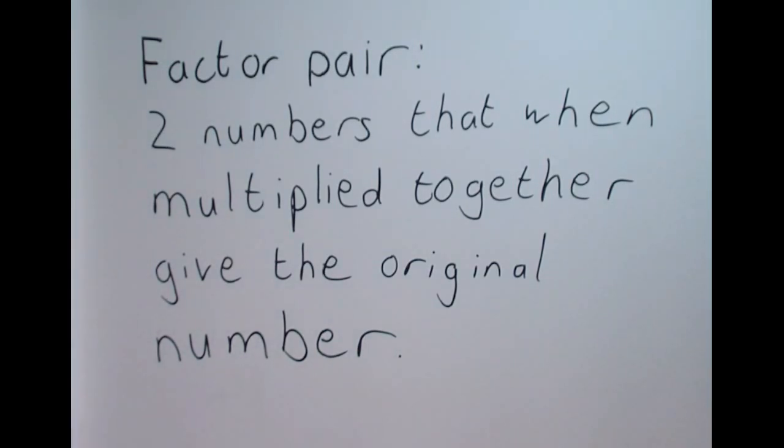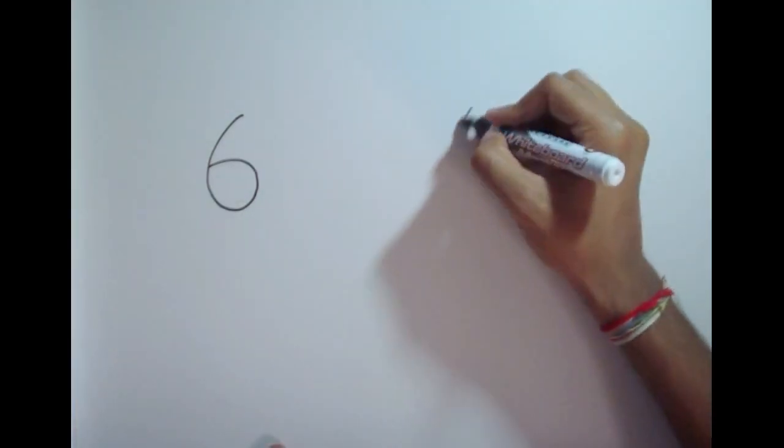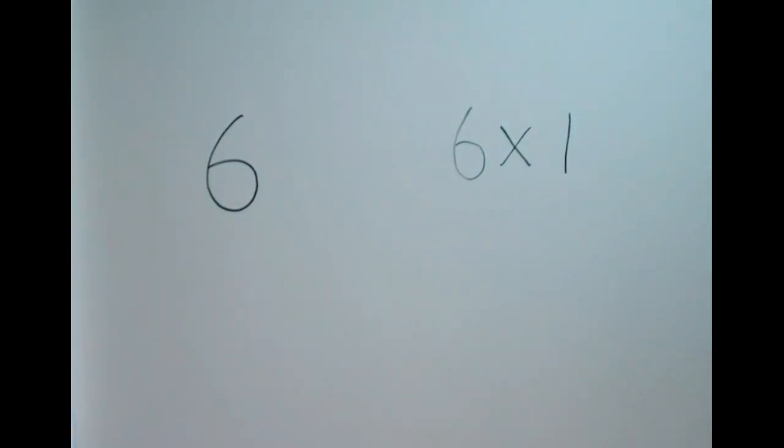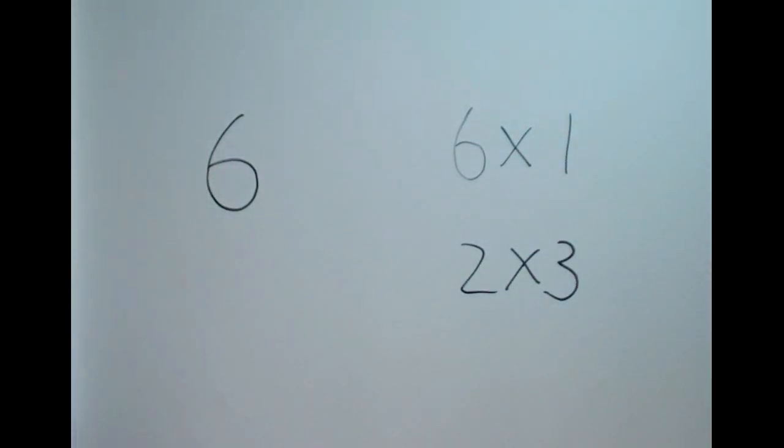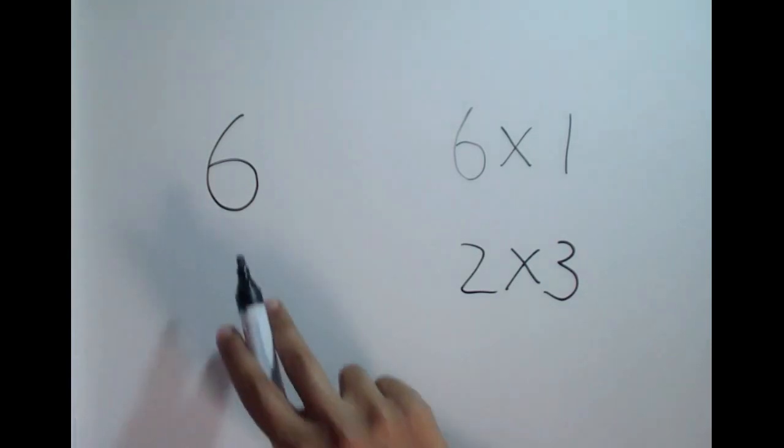So, let's find the factor pairs of 6. If I'm looking at 6, what two whole numbers multiplied together will give me 6? So I could have 6 times 1, and that gives me 6, so this is a factor pair. Or I could have 2 times 3, and that would also give me 6, and that would be a factor pair. So each of these are factors. So 1, 2, 3, and 6 are factors of 6, and the factor pairs are the ones that you have to multiply together to get 6.